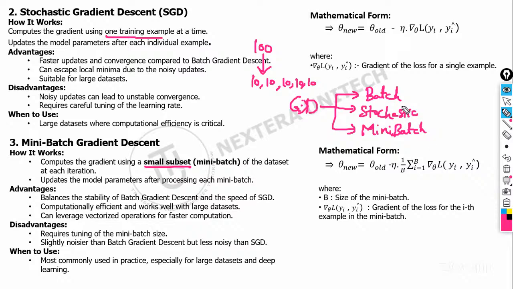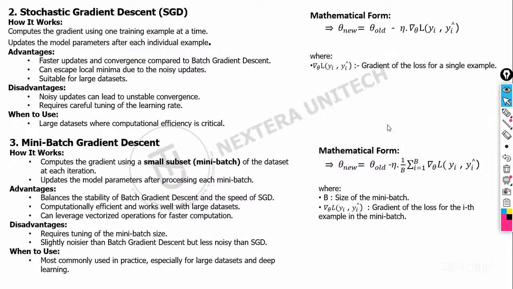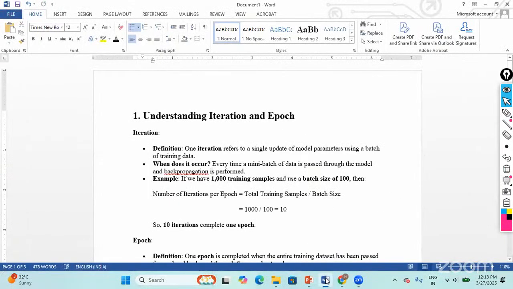But in order to understand these, let us understand what is iteration and what is epoch. This is very important, friends. You are supposed to understand the difference between iteration and epoch. Then we'll understand batch, stochastic, and mini batch gradient descent using an example of iteration and epoch. For this, I'm coming with a Word file because I have kept an example as well. First, let us understand iteration.